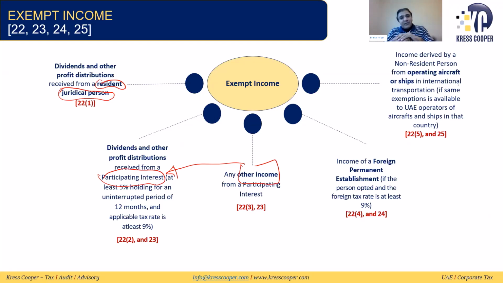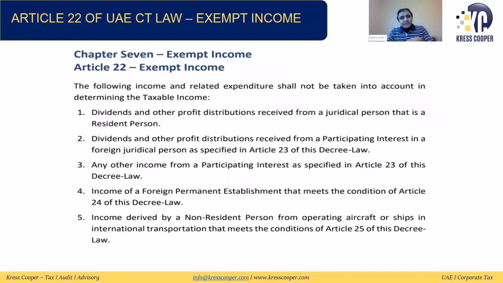And once they are considering all this income, we need to make the adjustments to arrive at the taxable profits. So we'll discuss all these 5 different classes of exempt income one by one. I have just taken a screenshot of the wording of the law, Article 27, Chapter 7, whatever we declared.